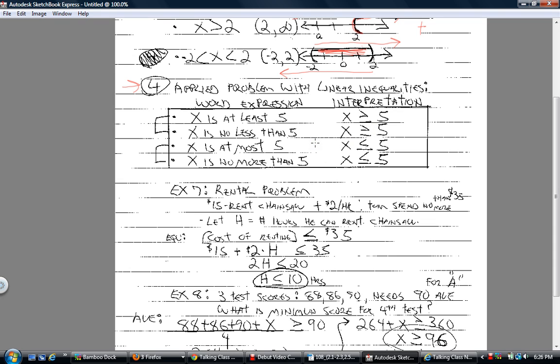X is at most 5. That means it can't be greater than 5, so you want the values of x is less than or equal to 5. Finally, this one, x is no more than 5. X is no more than 5. That means you include the 5. You don't go greater than 5, so x is less than or equal to 5. Okay, so I recommend you study those a little bit.